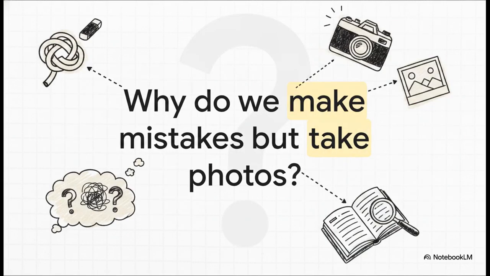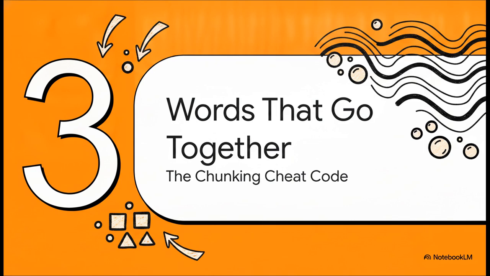Now, speaking of memorization, you might be wondering, is there some deep, hidden grammatical logic to why we choose certain action verbs over others? Like, why in the world do we make a mistake but we take a photo? Section 3. Words that go together, the chunking cheat code.